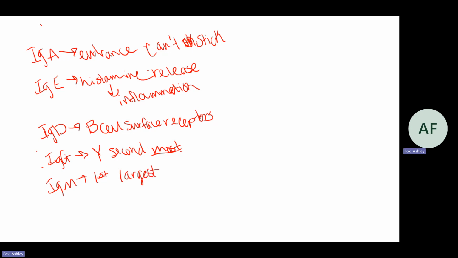So IgG and IgM are usually the classic ones that you think of when they're fighting against infection in your bloodstream. IgD again is B cell receptors. IgE is histamine release, so a lot of times with allergies, you'll see this. And then IgA is stopping pathogens from getting inside.